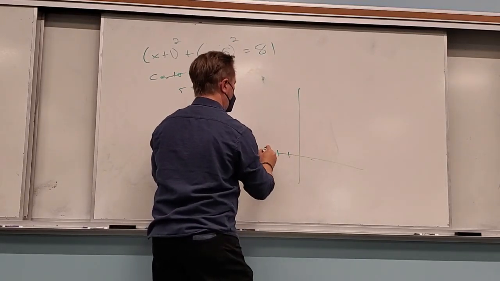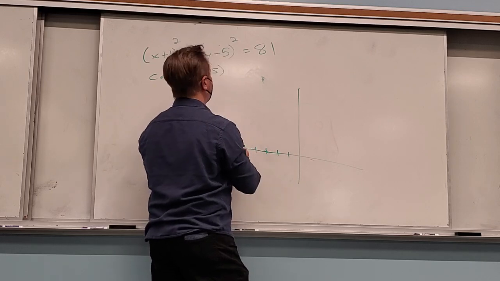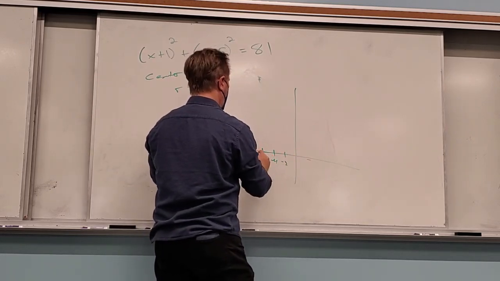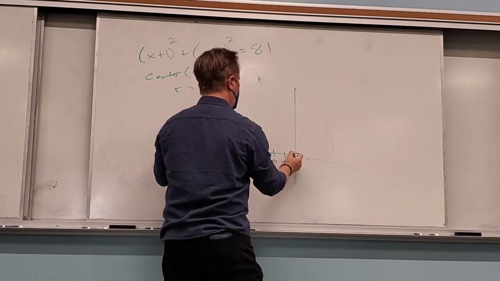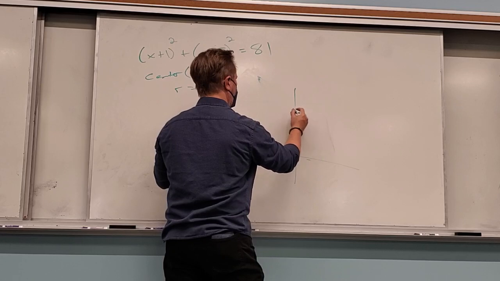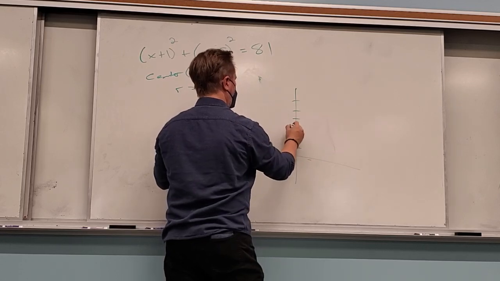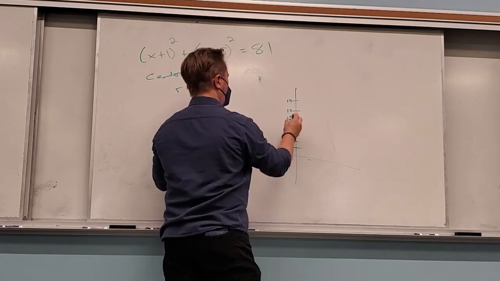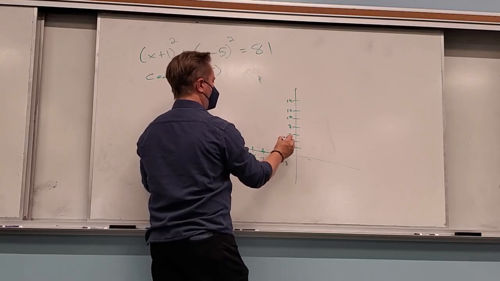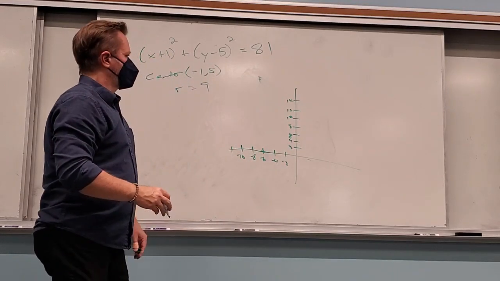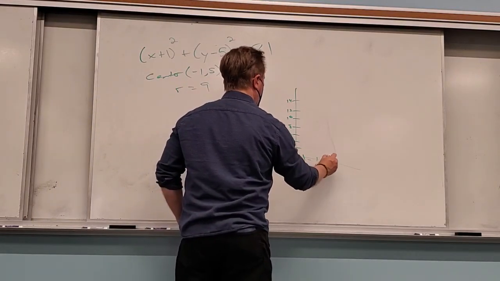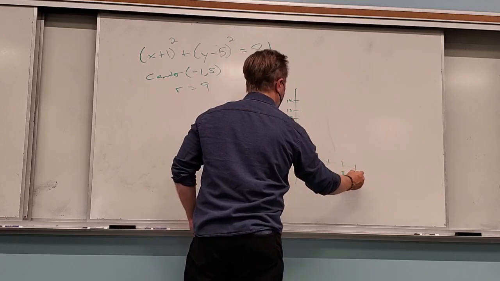Negative 1. Of course, it's 9, Jeff. Anyway, negative 2, negative 4, negative 6, negative 8, negative 10. So negative 1, then 2, 4, 6, 8, 10, 12. All right. Negative 1, 5. That's the center. It's a little open circle there. And now I want to go from that, 9 out in all directions.